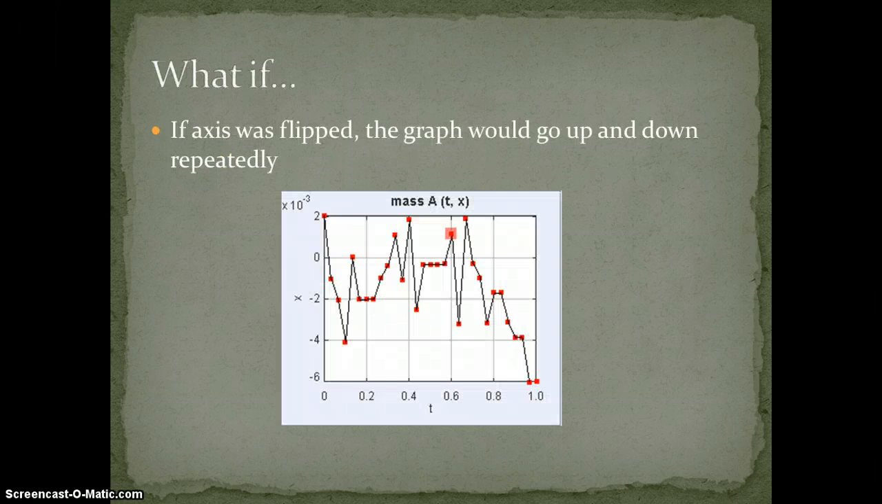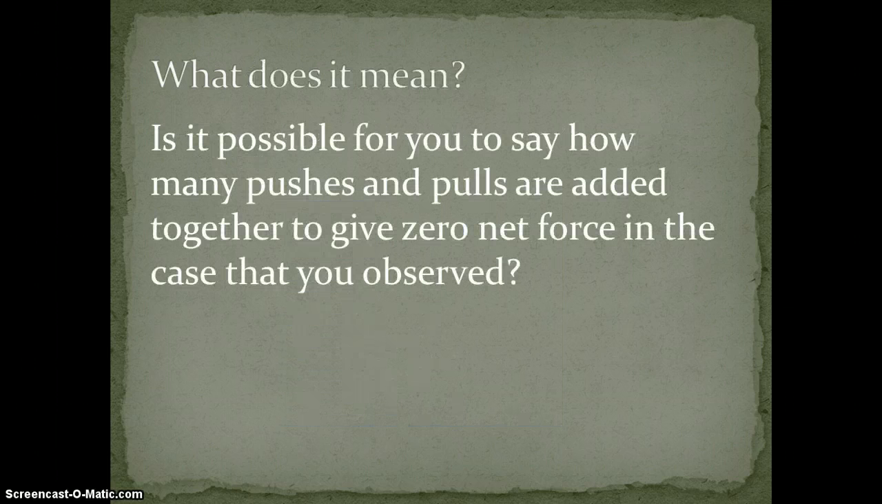So what if the axes were flipped on the graph from Tracker? What would happen was just discussed in the last slide: this is a y versus time graph, and because y was not constant, y is going to fluctuate back and forth, as you can see in this graph. So what does this mean? It is not possible to say how many pushes or pulls are added together to give 0 net force in this case, and this is because we have not taken into account the friction caused by the Lysol can and the table, and also gravity that's pushing the Lysol can onto the table.